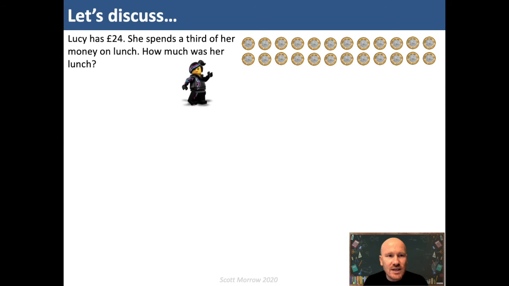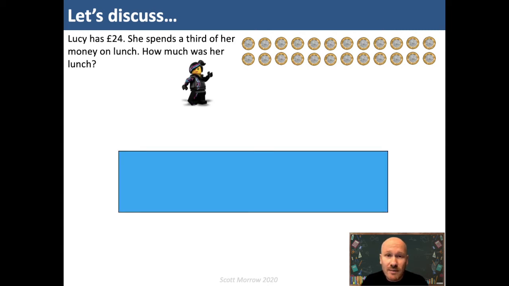Let's have a look at Lucy. Lucy had £24 to begin with. She spends 1/3 of it on her lunch, and we want to know how much was her lunch. So once again, let's start with the bar to represent the whole amount. That whole amount is the amount of money that she starts with. She spends 1/3 of her money, so we're going to split this bar into 3 equal parts. And we can label those parts.